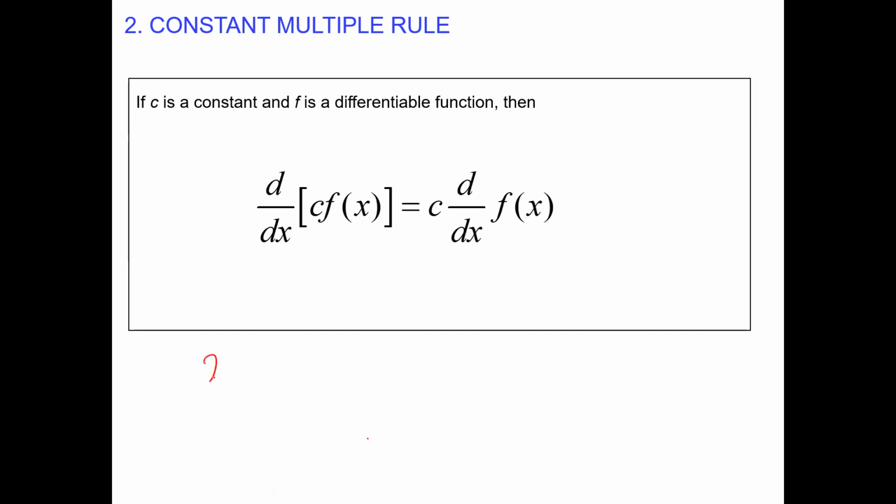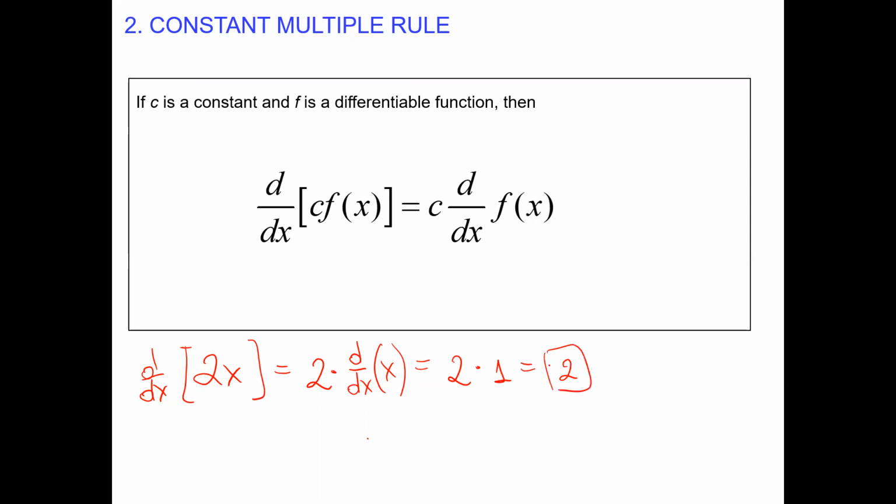Like for instance, let's say 2x. What is the derivative? We know right away that it is 2, but I can put the 2 outside and just focus on differentiating the function. The derivative of x is 1, so it's 2. We will apply this automatically, but that's the rule.